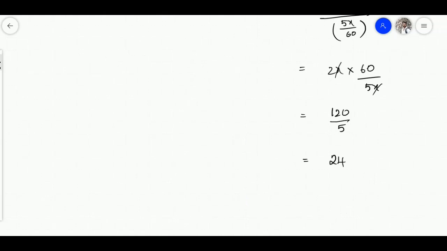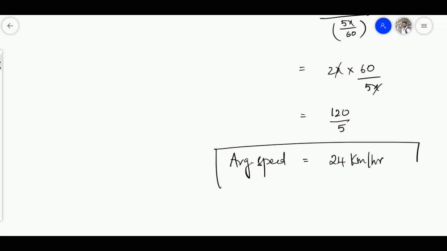That gives you 24, right? So the average speed will be 24 km per hour for the back and forth journey, the to and fro journey. So don't go with the tendency.